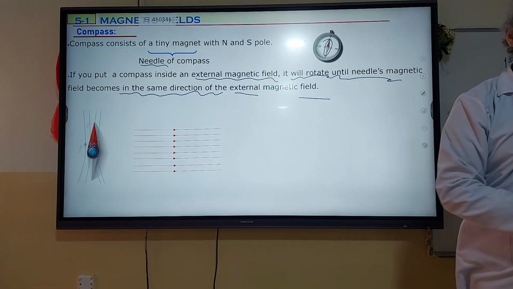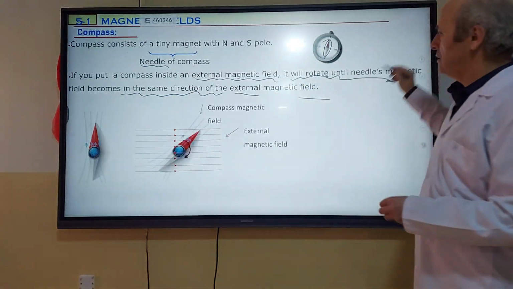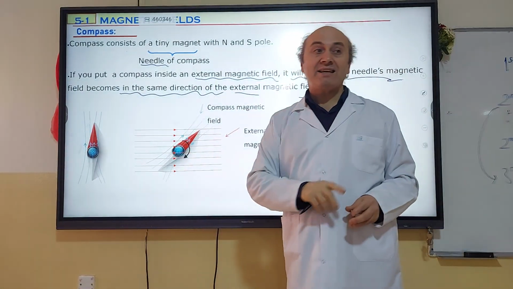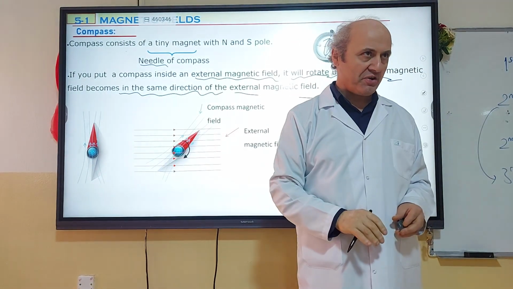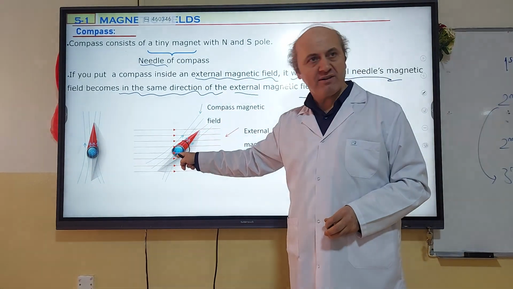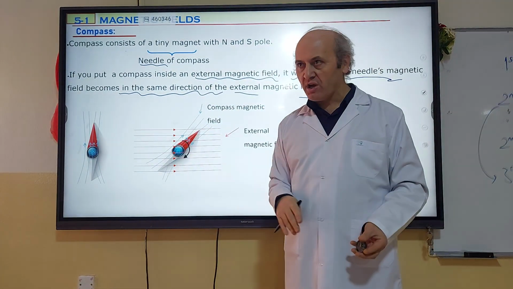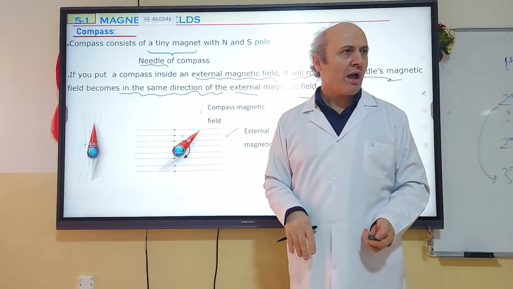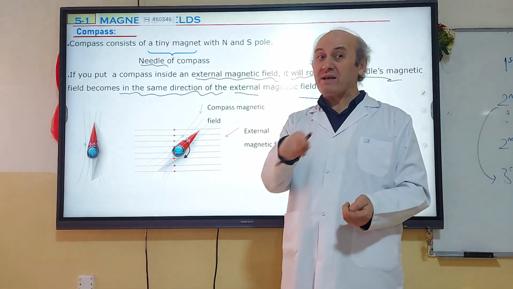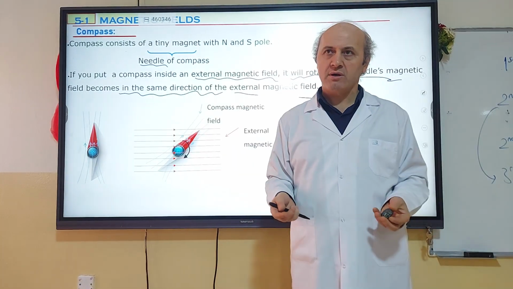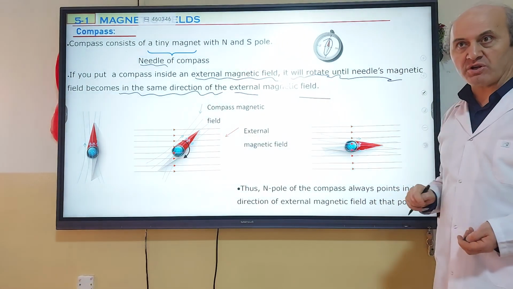Put this magnet in an external magnetic field, say Earth's magnetic field. When you put this compass inside this magnetic field, the compass needle cannot stay like this, because two magnetic fields never cross each other. Now look: the blue magnetic field is the compass magnetic field, the red magnetic field is the external magnetic field. They are crossing each other, but they don't want to cross. What should happen? One of the magnetic fields should rotate. Which one will rotate? Of course the compass, it's free to rotate. The compass will keep rotating until both magnetic fields are in the same direction. Now it will stop rotating.